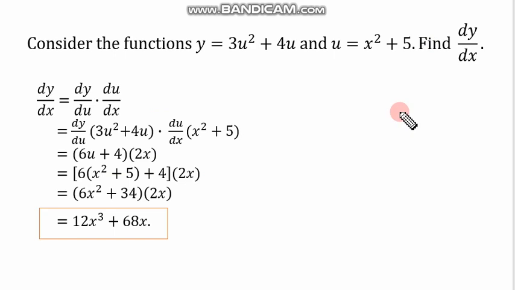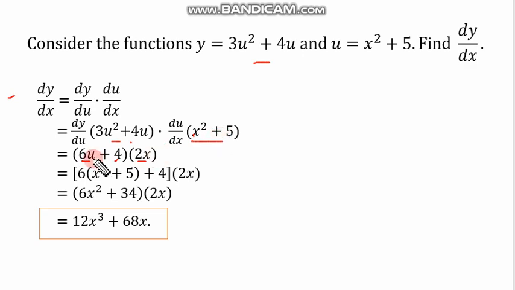This is our last example. We will consider the functions y is equal to 3u squared plus 4u, and u is equal to x squared plus 5. We will differentiate the function. So find dy/dx. According to our chain rule, dy/dx is equal to dy/du times du/dx. So the dy/du of 3u squared plus 4u times the du/dx of x squared plus 5. So for 3u squared, the derivative is 6u, the derivative of 4u is 4. The derivative of x squared is 2x, the derivative of 5 is 0.